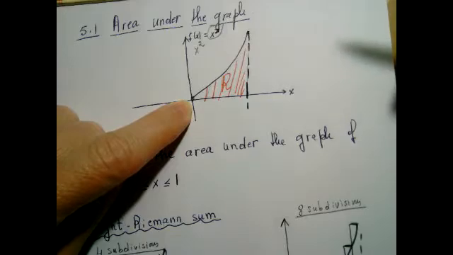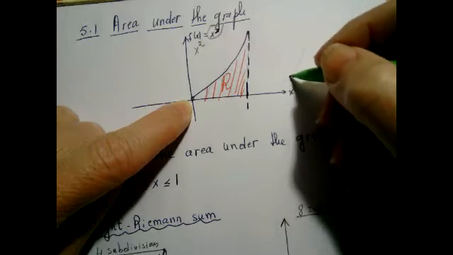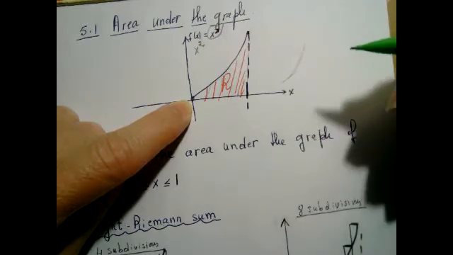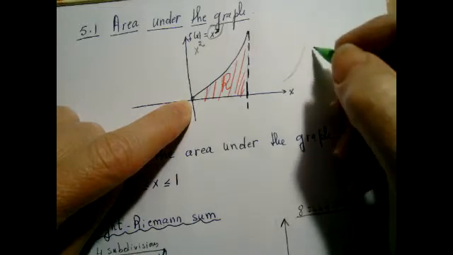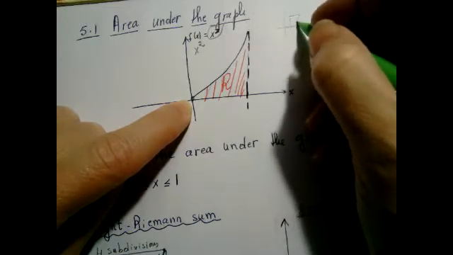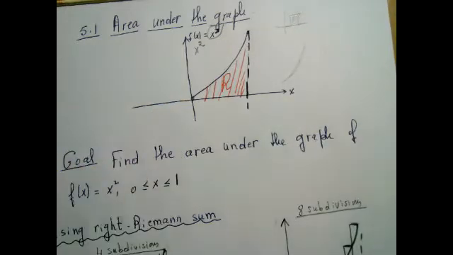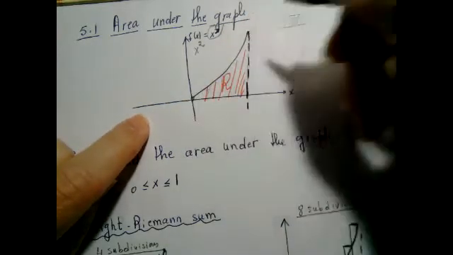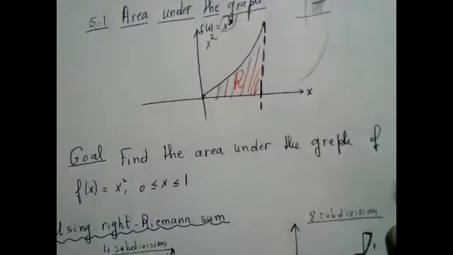Now, the problem with this function, as I said before, is that it's curving. And it's this curvature of the function that makes finding the area problematic. If the function doesn't curve, meaning if the function is a straight line, that's easy. The area is very simple. The fact that it's curving makes it problematic. So how are we going to take care of this problem?